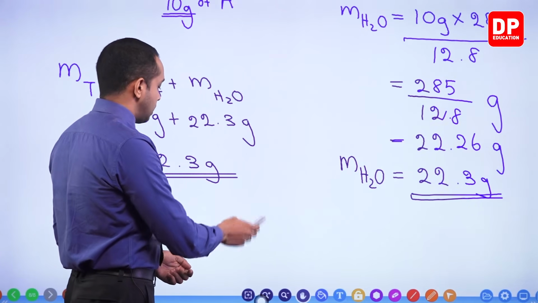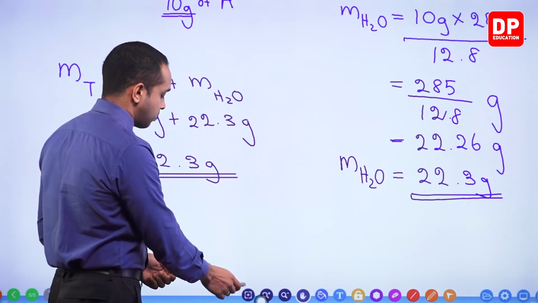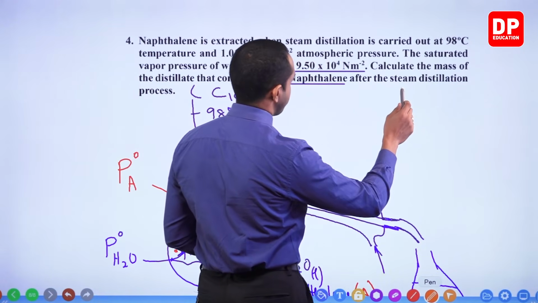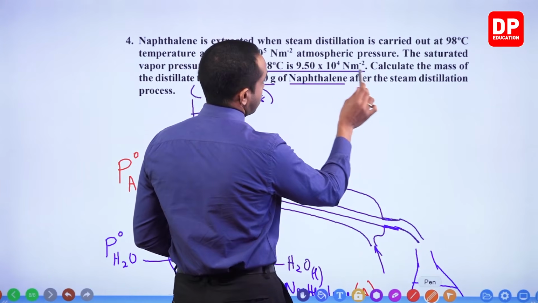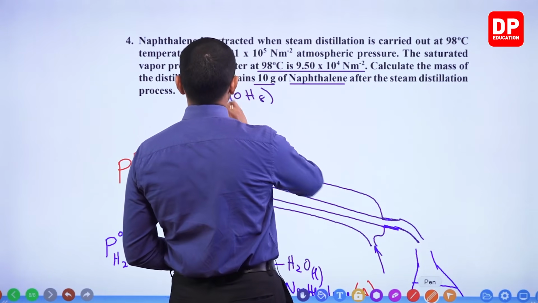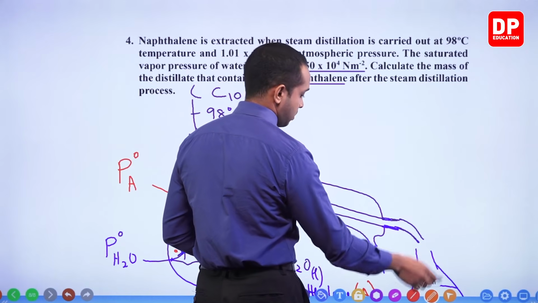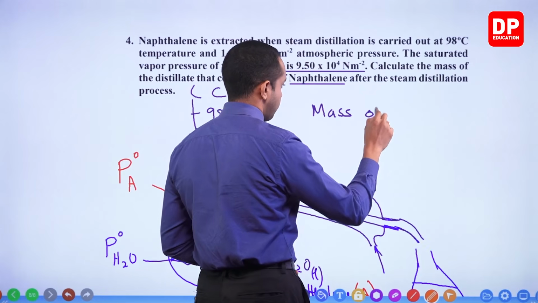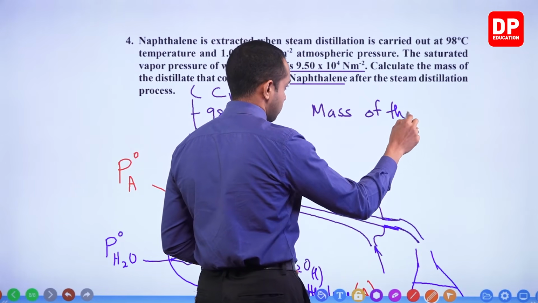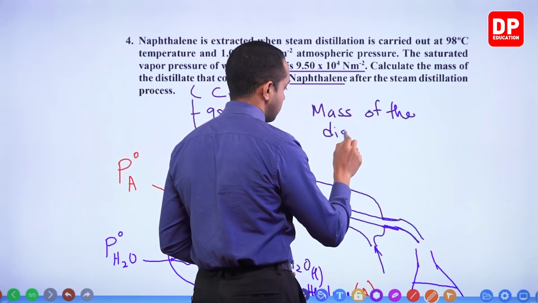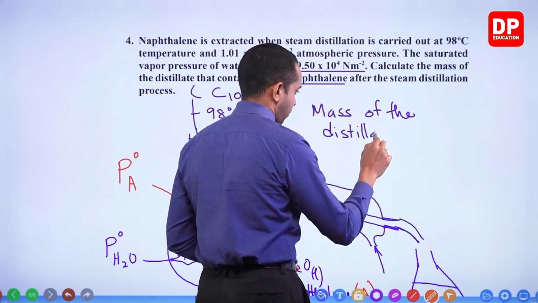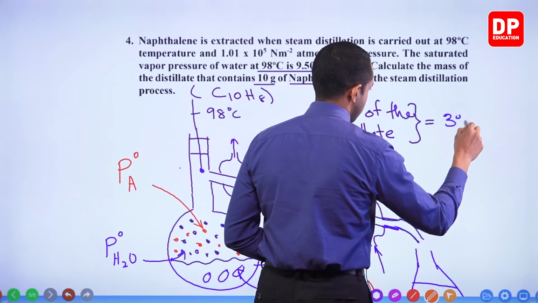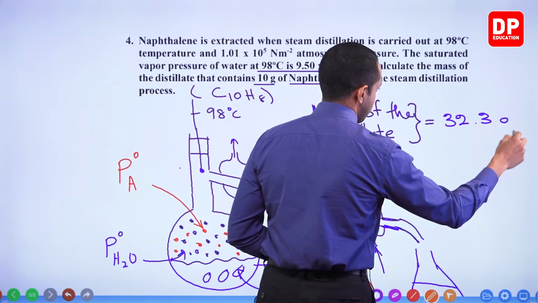So what we did here, students, is first copy down this answer, the answer to this question: calculate the mass of the distillate. So the mass of the entire distillate is equal to 32.3 grams.